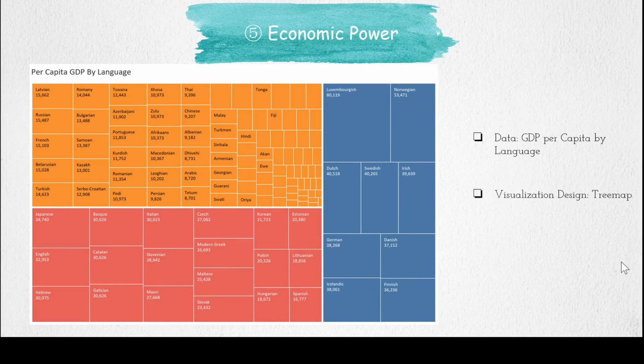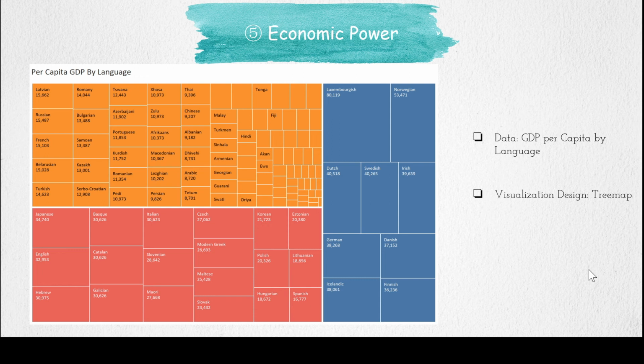Let's go on to see our interesting part. I'm Zhang Yi, and this tree map visualizes the per capita GDP of each language to see whether there is a relationship between the number of people speaking different languages and their income. The area size encodes the quantity of GDP. We divide the map into 3 clusters, using different colors.